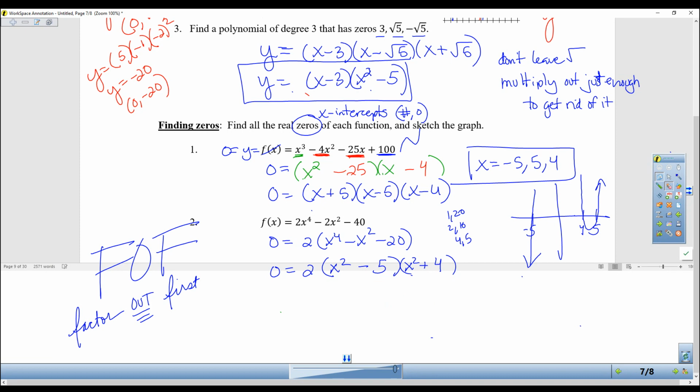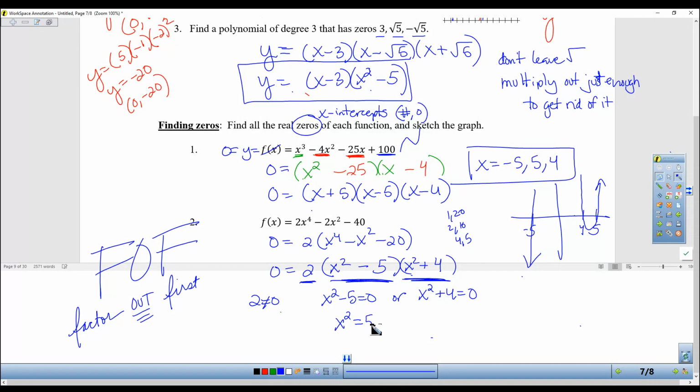Now I can't factor either of these anymore. That doesn't mean you can't, but you can stop. So there's 3 factors. Which one is not causing the equation to be equal to 0? This first one. 2 is not equal to 0, so you can ignore that. So either x squared minus 5 is equal to 0, or x squared plus 4 is equal to 0.